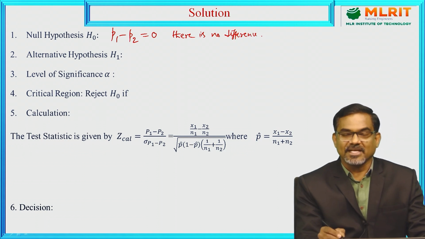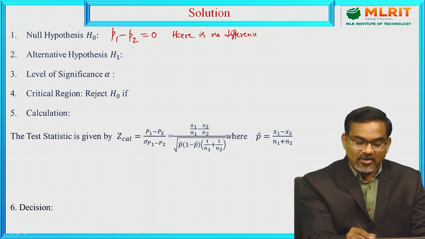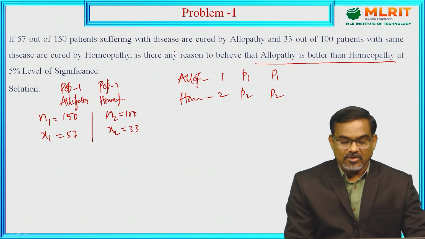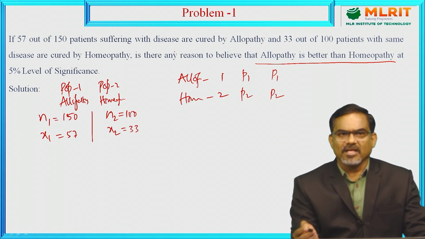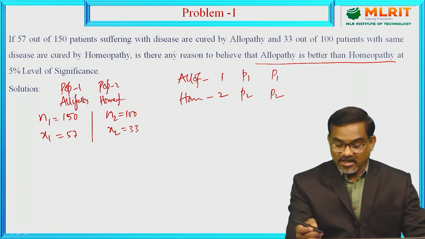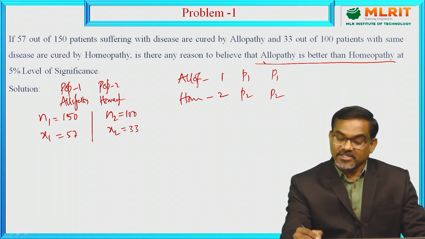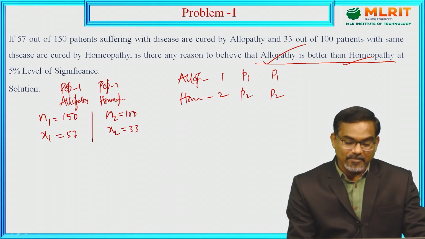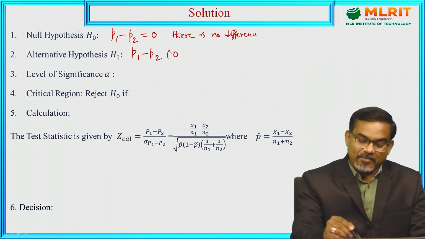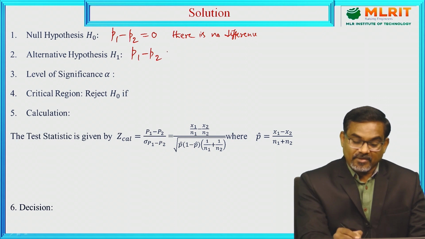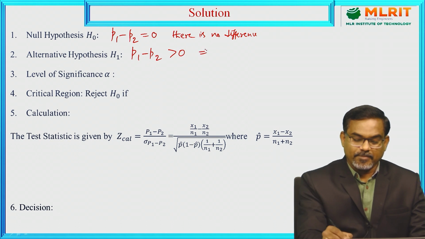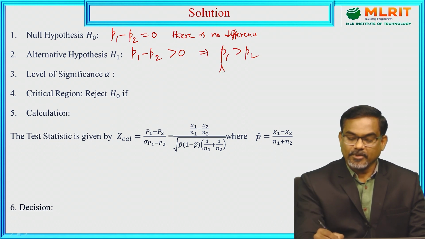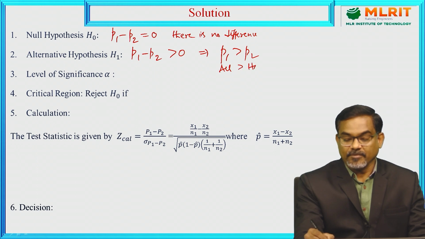And we test this against the alternative hypothesis, P1 minus P2 not equal to 0. There is no such information or question given in the problem that allopathy is better than homeopathy or homeopathy is better. It is given in the question itself that allopathy is better than homeopathy. So that means the alternative hypothesis should be P1 minus P2 is greater than 0. That means P1 is greater than P2. So allopathy is better than homeopathy.